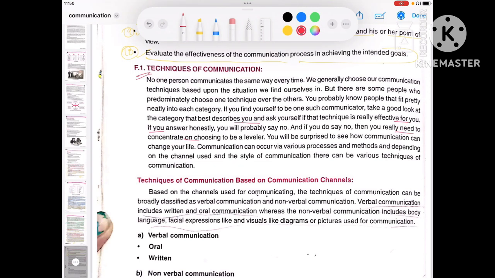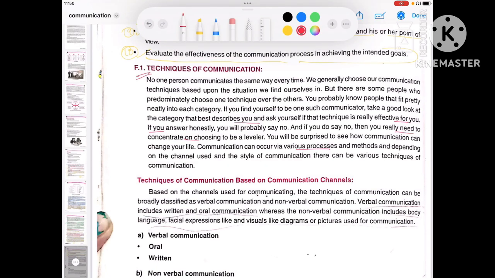You will be surprised to see how communication can change your life. Communication can occur via various processes and methods, and depending on the channel used and the style of communication, there can be various techniques of communication. So we have seen a small essay paragraph. Here, what they're talking about is the techniques of communication.